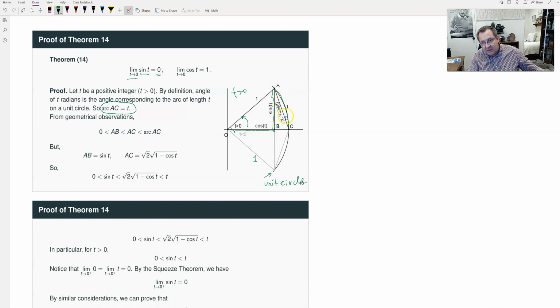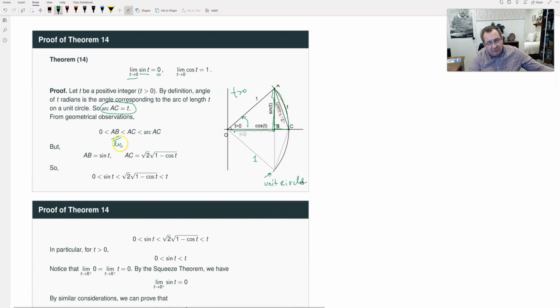Now, if we connect A and C with a straight line, we form another right triangle, ABC, and AC is the hypotenuse. So we can do some computations, and the hypotenuse will come out as square root of 2 multiplied by square root of 1 minus cosine t in length. That's the length of the line AC. Now, from geometric considerations, we know that AB is a leg of the right triangle ABC. AB is over here, it's a leg of right triangle ABC.